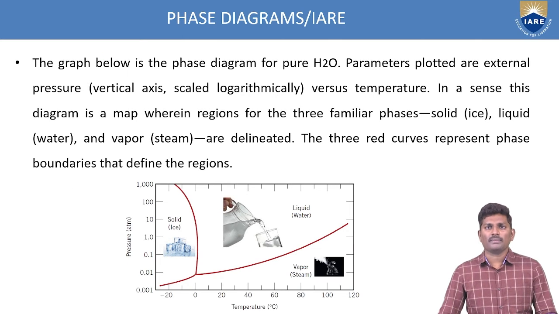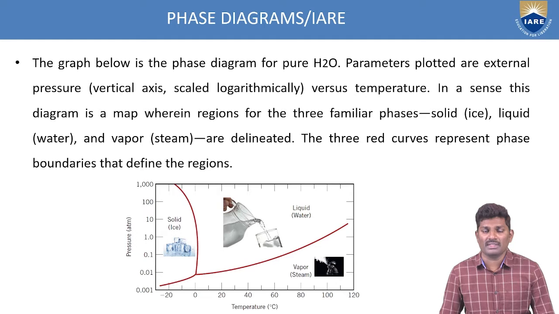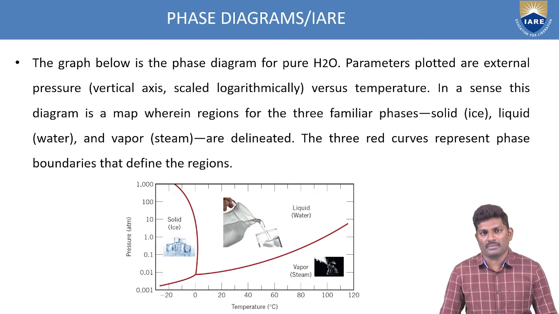Now, the graph I'm showing now is an example of water. We will see how this water is converted into three different phases, what the three different phases in this phase diagram are, and how to draw the phase diagram of water. If a question comes to draw a phase diagram for water, this is the procedure you have to follow. This is an example for water. Similarly, for any other type of metal, we'll see what steps are to be followed to draw the phase diagram. Now here, the graph below is a phase diagram for water.